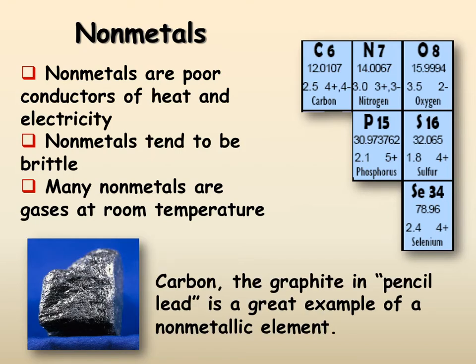And a good example of this is carbon. So if you think of the graphite in your pencil, or if you've ever used a mechanical pencil and the pencil lead, that's an example of a nonmetallic element. Alright? It's not magnetic, it breaks really easily. Okay, you can't take the pencil lead and fold it into a heart shape or something like that.